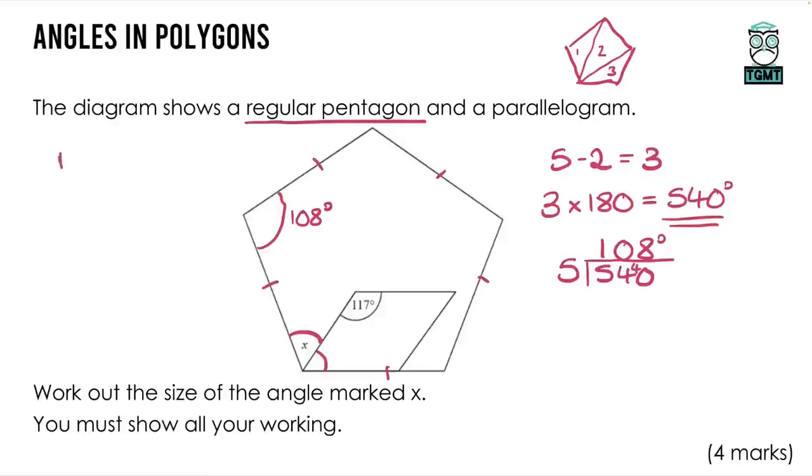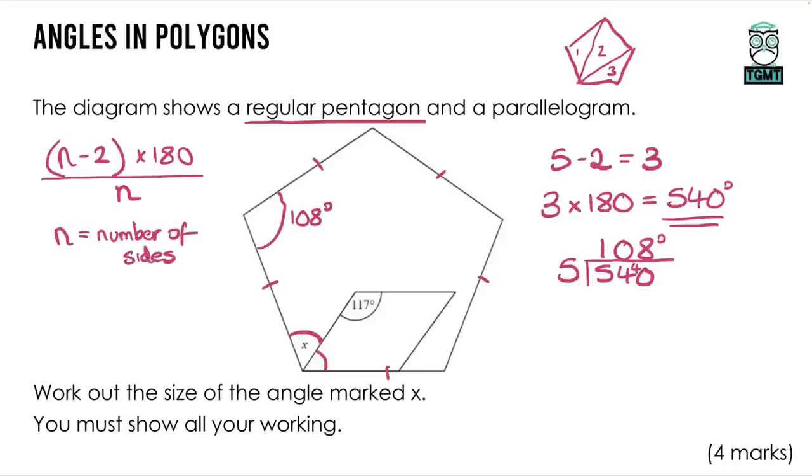So my formula is n minus 2 times 180, and if you're working out the interior angle, you also want to divide by the amount of sides. So it's important to know that formula. N is the number of sides. There we go. And that is a really nice formula for it.